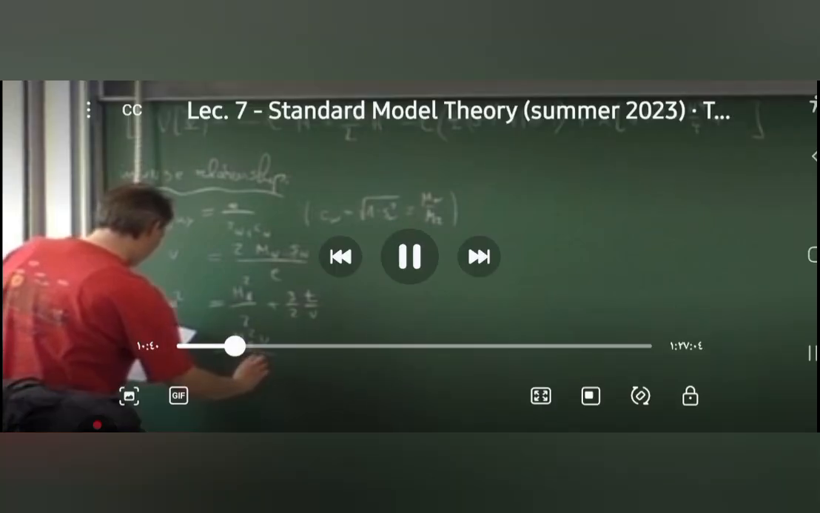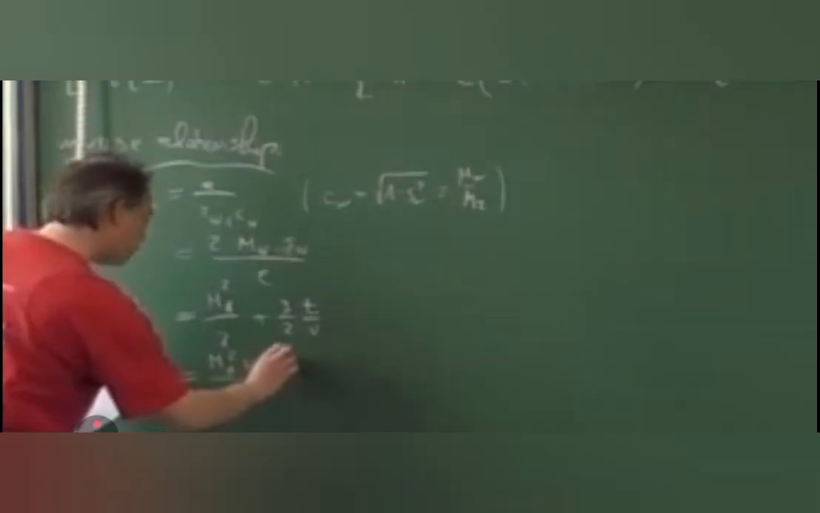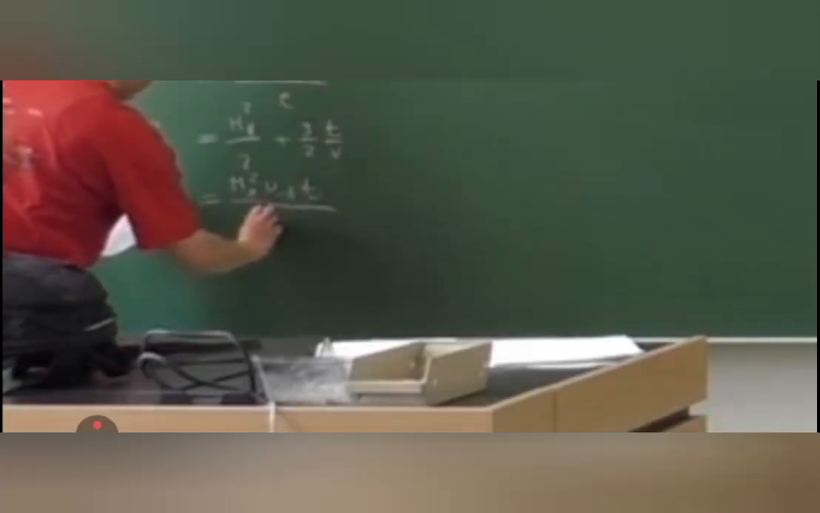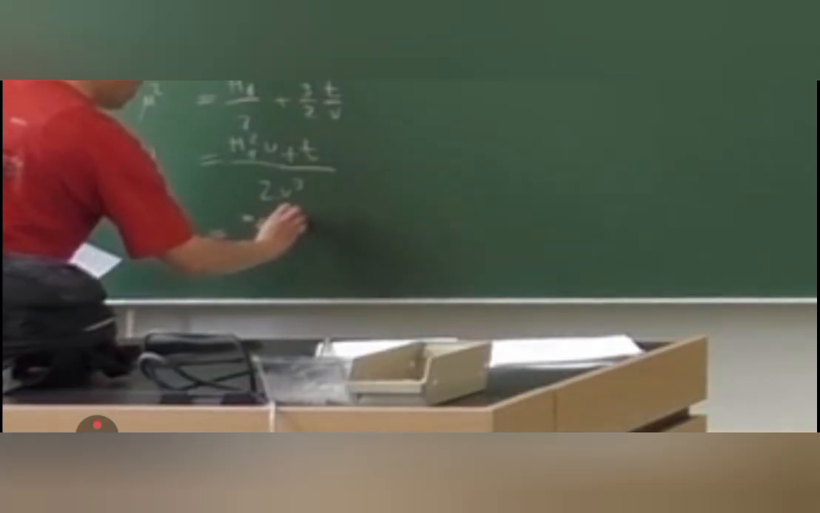Divided by v, plus tadpole divided by 2v cubed. And of course for the fermions we would have y_f equal to m_f times square root of 2 divided by v.